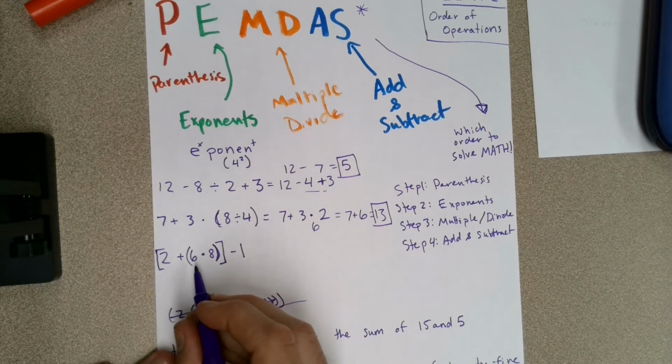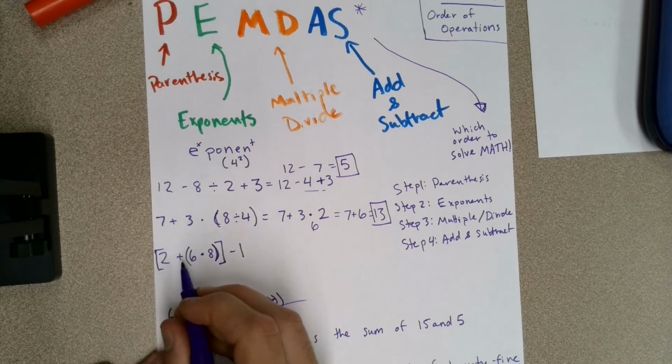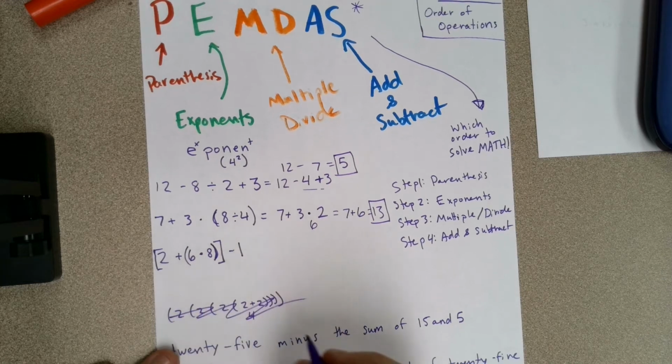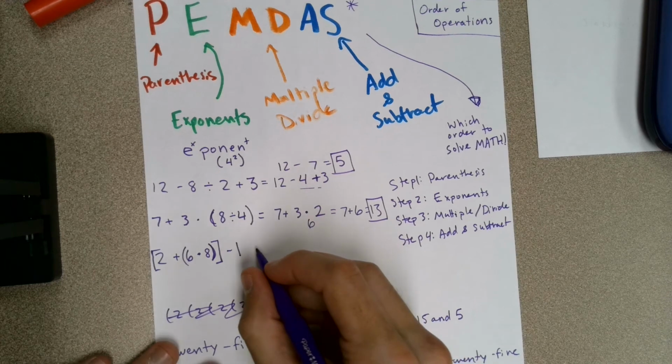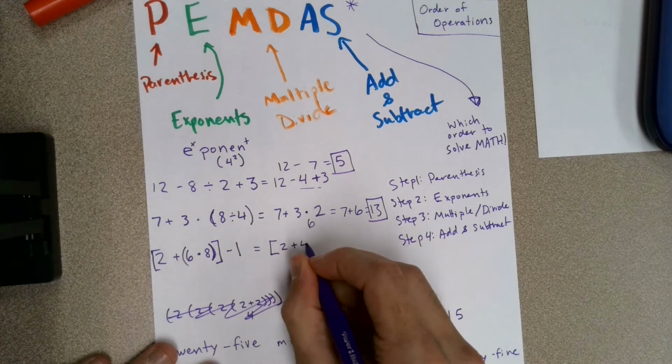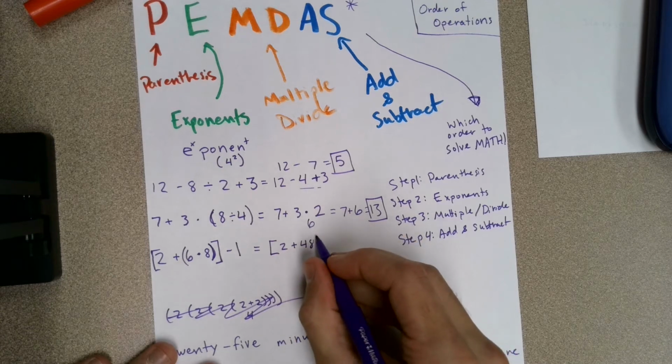So we're looking at this one right here. Is our deepest parenthesis 2 plus 6? No, we have a parenthesis within that. 6 times 8 is 48. You know that. That's mental math. So let's rewrite. 2 plus 48. We solved one parenthesis.